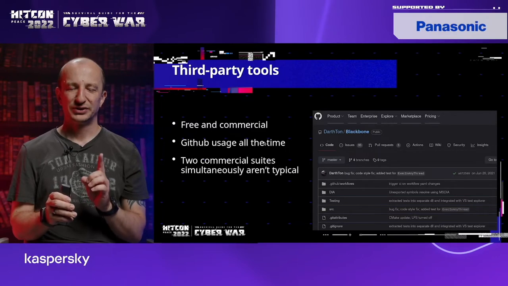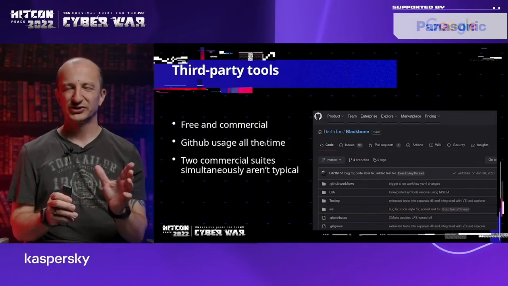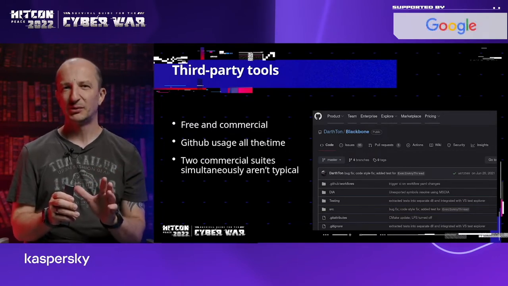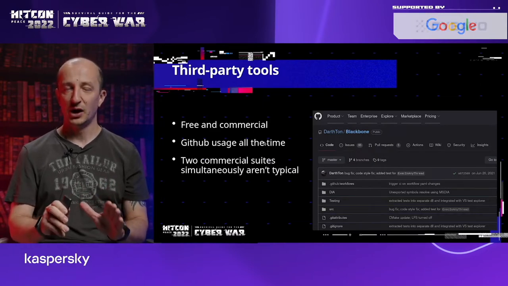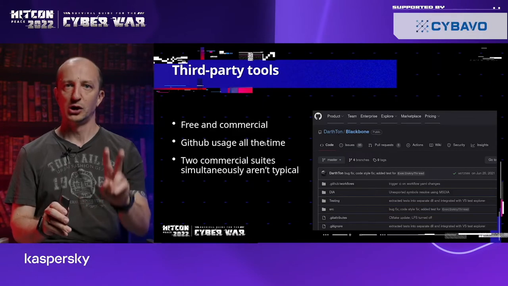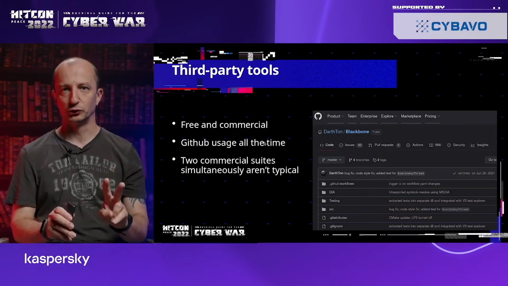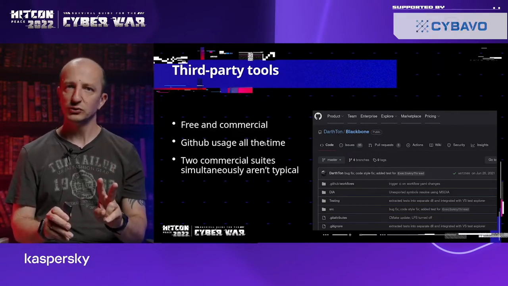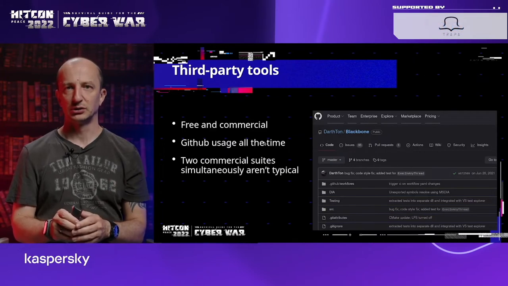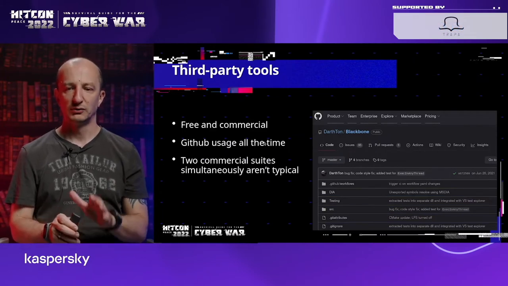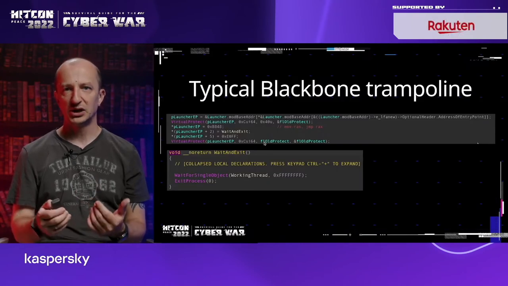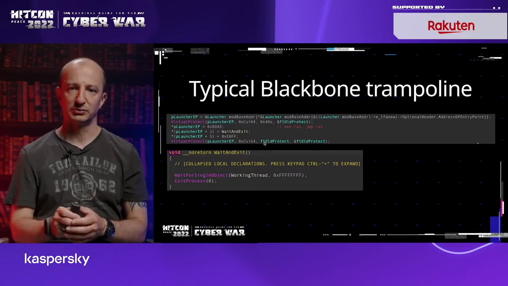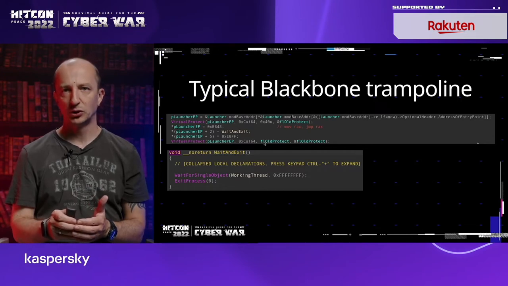I could tell that there are some code snippets from GitHub. It's not new. It happens all the time in our experience. But the simultaneous usage of two commercial toolsets, it's interesting. It's not a typical picture. This is the point I want to emphasize here on this slide. Why did we decide on the presence of Blackbone here?